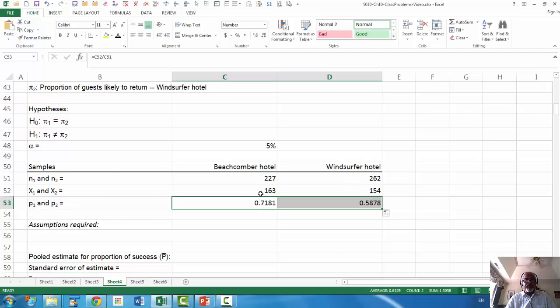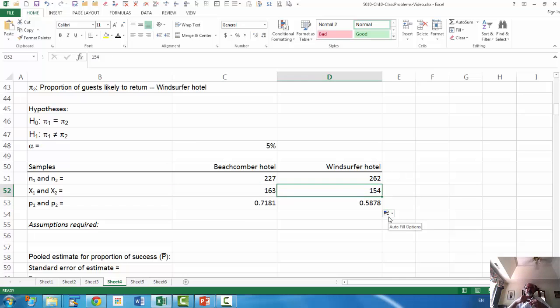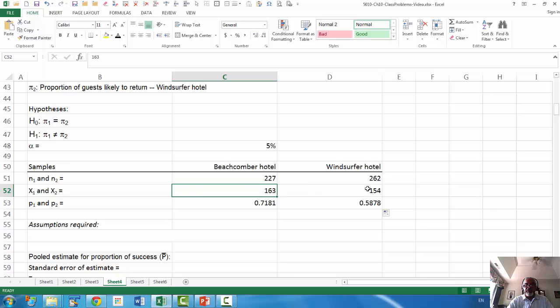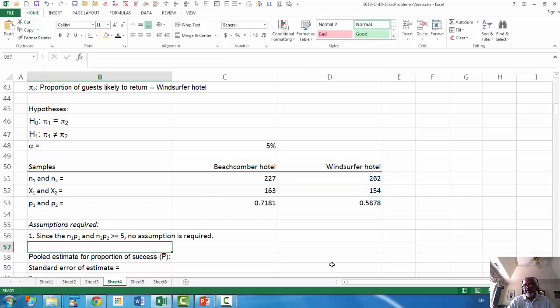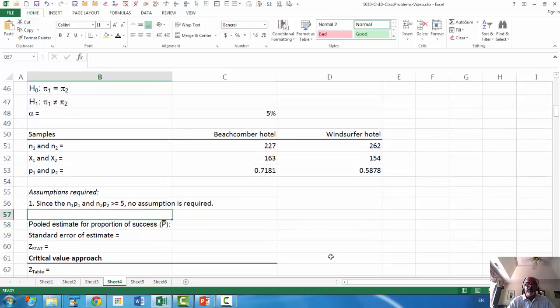You see the number of successes is 163 and 154, and the number of non-successes would also be greater than or equal to 5. So for samples to be considered large, the number of successes, x sub 1 and x sub 2, as well as the opposites, are both 5 or more. So no assumption is necessary. We can safely use the Z statistic or Z test.